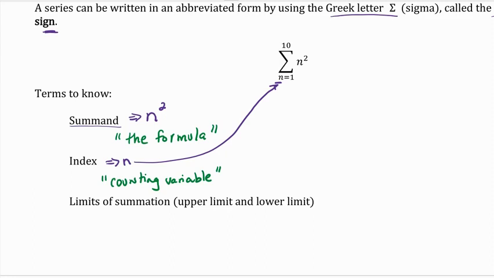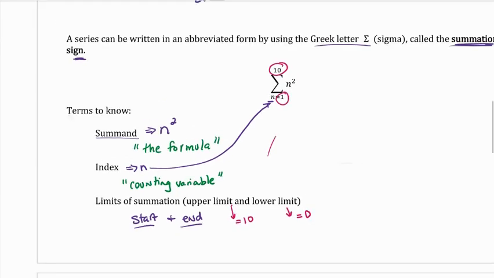And then lastly, the limits of the summation. The limits are what tell you where to start and stop, right? Where do I start adding? And then where do I end? So what term do I start at? What term do I end with? That has an upper limit and a lower limit. So in the example that we see up there, the upper limit would equal 10. That's this guy up here. And then the lower limit would equal 1. That's that guy there, right? So that's how we get all the different parts of what's on the summation sign.